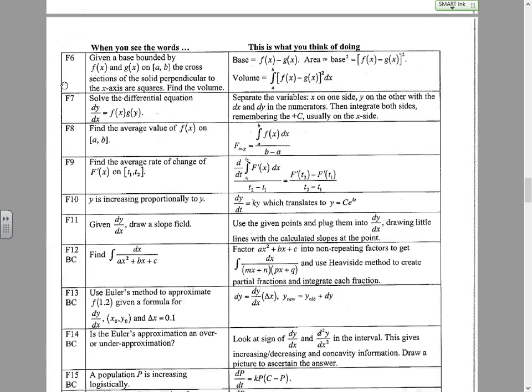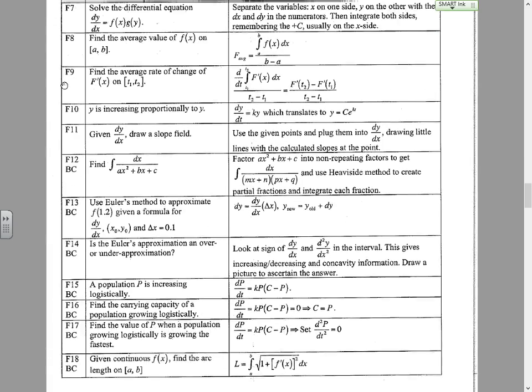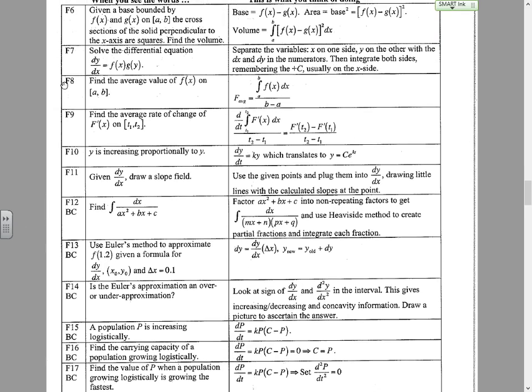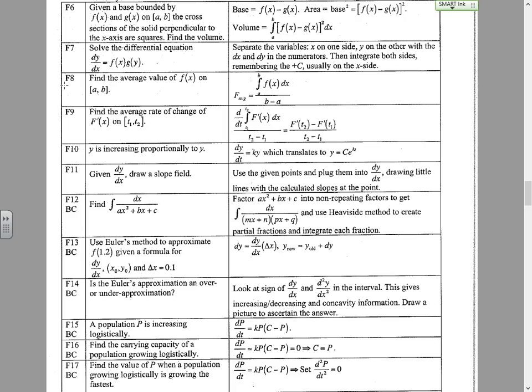Misty for F7. I just multiplied. F6 we're good on. I just divided the g of y over to the side and then multiplied the dx to the other side. Integrate both sides. Don't forget plus c. So you can just write integral dy over g of y equals integral f of x dx. Then integrate both sides, plug in the equivalent, and solve for plus c. That's usually a big problem.